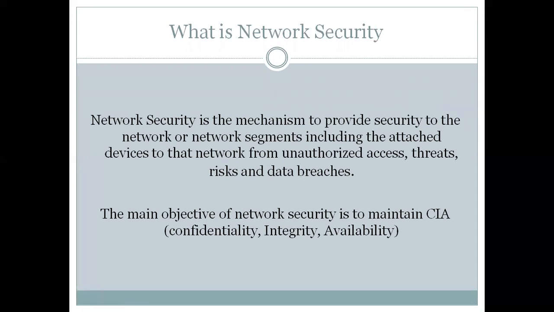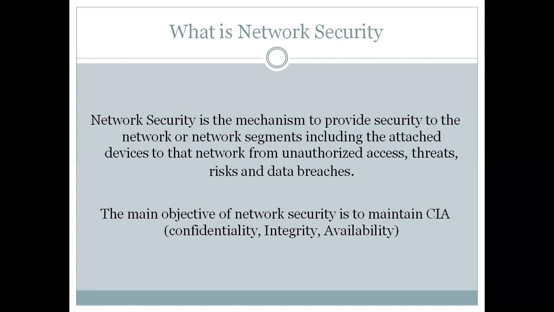This is the definition of network security. Network security is the mechanism to provide security to the network or network segments. Network segments means the part of network. It can be a smaller network which is the part of the bigger network, including the attached devices to the network. Attached devices means it can be a computer, laptop, and mobile devices. Those are connected to the network, and that is protected from the unauthorized access, threats, risks, and data breaches.